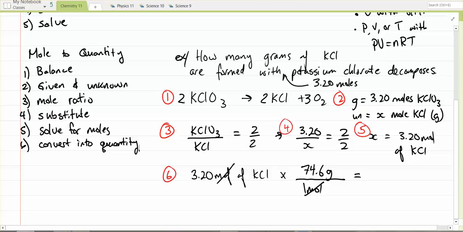So 3.2 times 74.6 is 238.72. Maximum number is 3 sig figs, so our answer will be 239 grams of KCl.